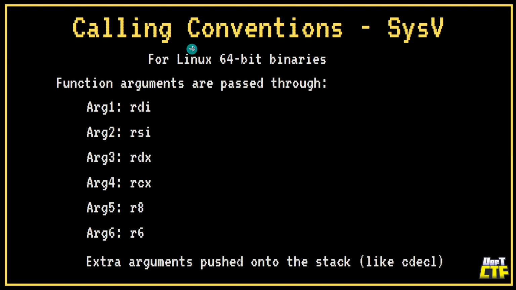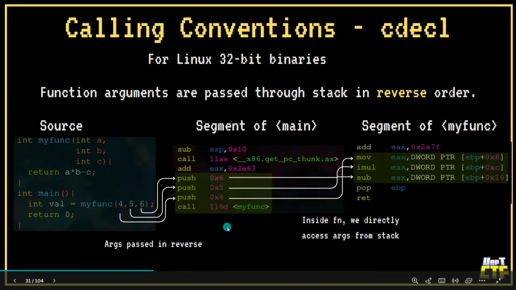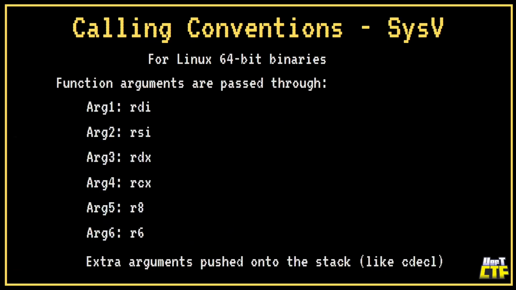On 64-bit binaries, it's actually passed through the registers. So if you're passing one argument, then it's going to be through RDI. If you have a second argument, then that second argument will be in RSI. So these are just registers. And then any extra arguments will be pushed onto the stack, like the 32-bit version. They're going to be pushed onto the stack.